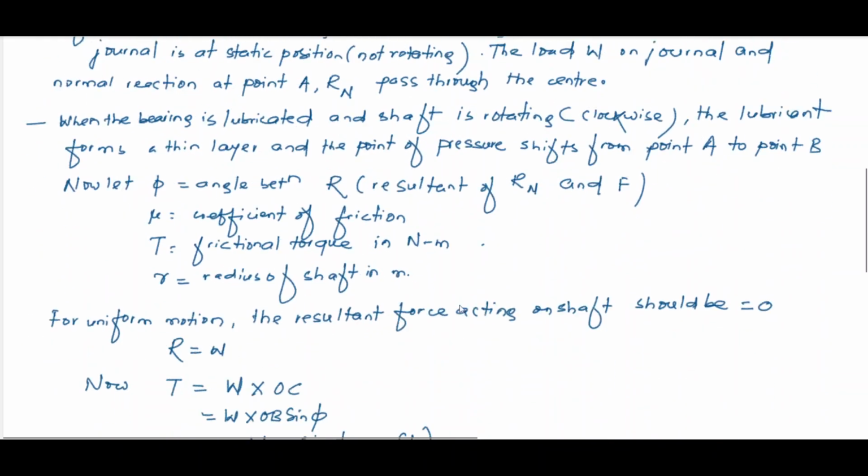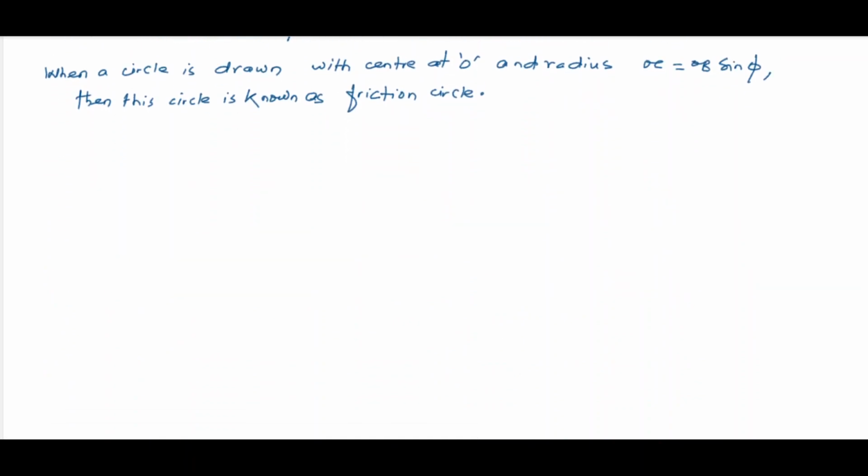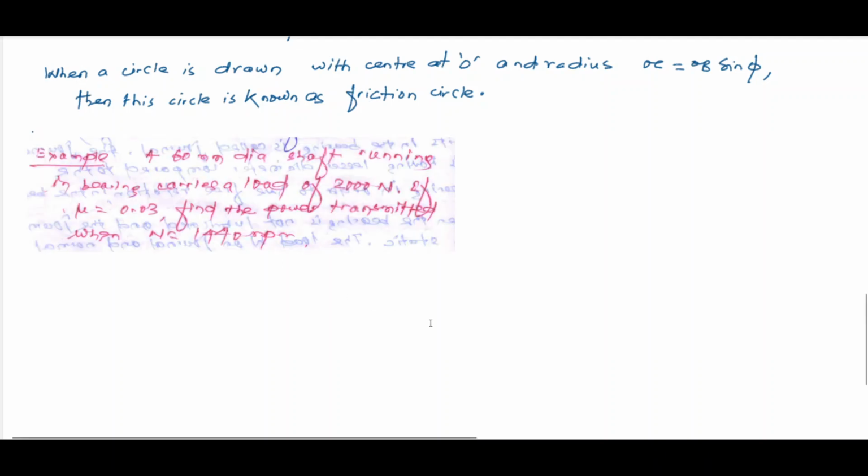So now let us solve a problem. Suppose it is given that a 60 mm diameter shaft running in a bearing carries a load of 2000 Newton, and mu is given as 0.03. Find the power transmitted when N is given as 1440.